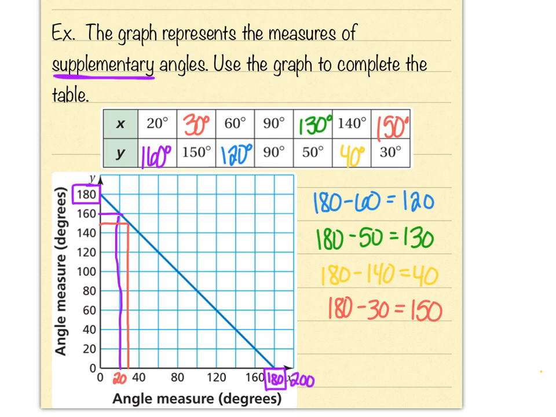So if I add these angles together, 160 and 20 makes 180. 150 and 30 makes 180. 60 and 120 make 180. So I'm just subtracting to find out what the other angle is, just like I did up in the previous example, except I used 90 because in the last example they were complementary angles that add to 90 instead of 180.